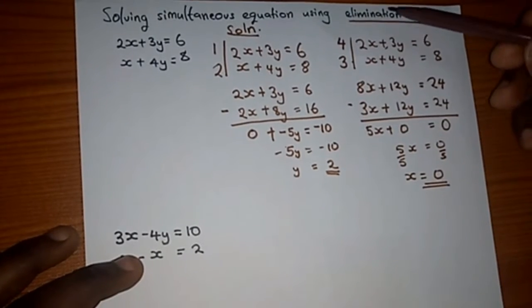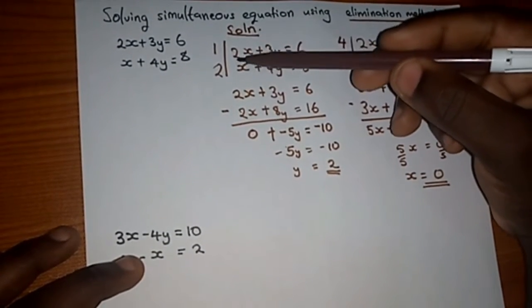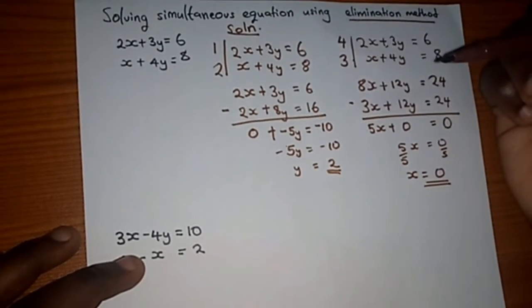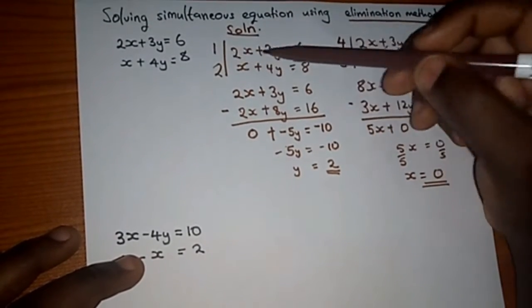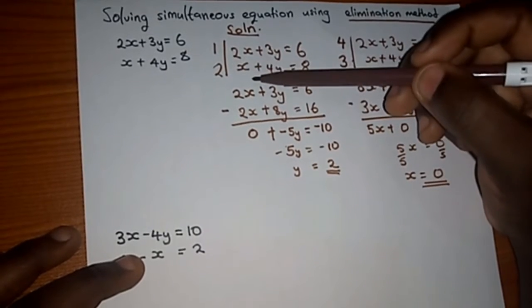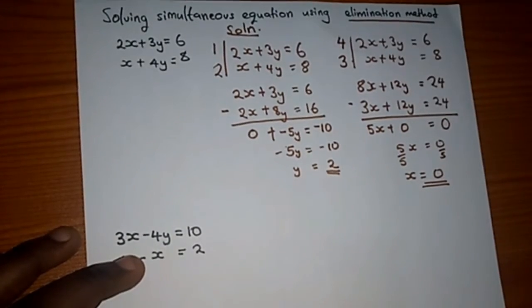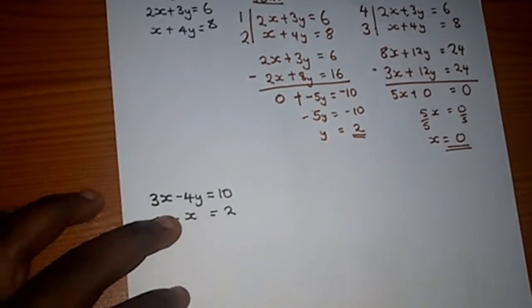At first you can eliminate the x. If you're eliminating the x, just get their coefficients and multiply by the first linear equation. Then you get the coefficient of x from the second linear equation, and you multiply it by the first linear equation. So let us go to the next example.